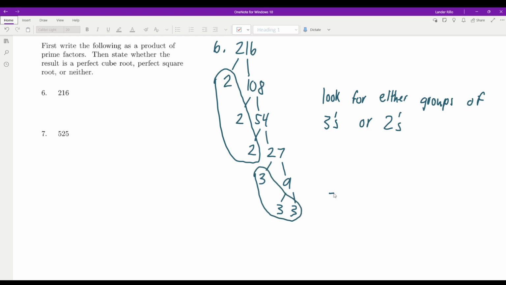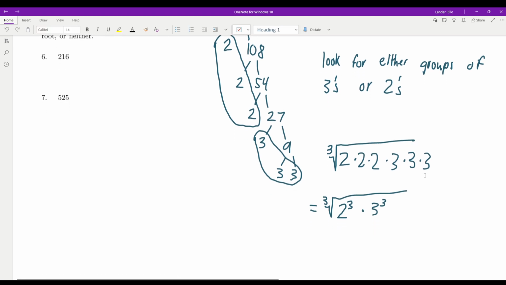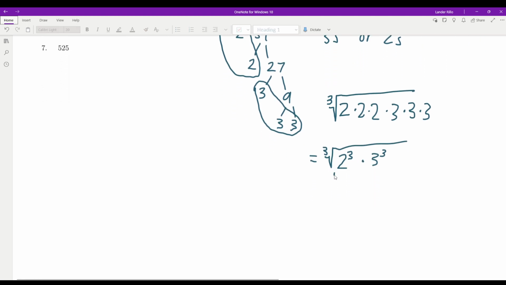So let's just try if this works out. We're looking for groups of 3, so that's 2 times 2 times 2, and 3 times 3 times 3. That is also the same as 2 cubed and 3 cubed. There are different ways to do this. You can combine them together and then take the cube root. But I think it's better to do this.